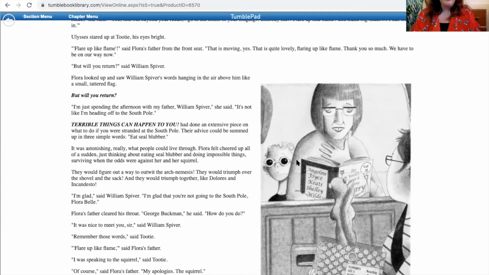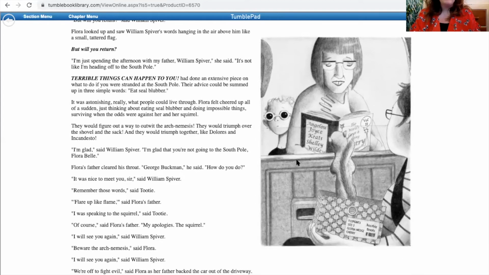Flora's father cleared his throat. "George Buckman," he said, "how do you do?" "It was nice to meet you, sir," said William Spiver. "Remember those words," said Tootie. "Flare up like flame," said Flora's father. "I was speaking to the squirrel," said Tootie. "Of course," said Flora's father. "My apologies, the squirrel."